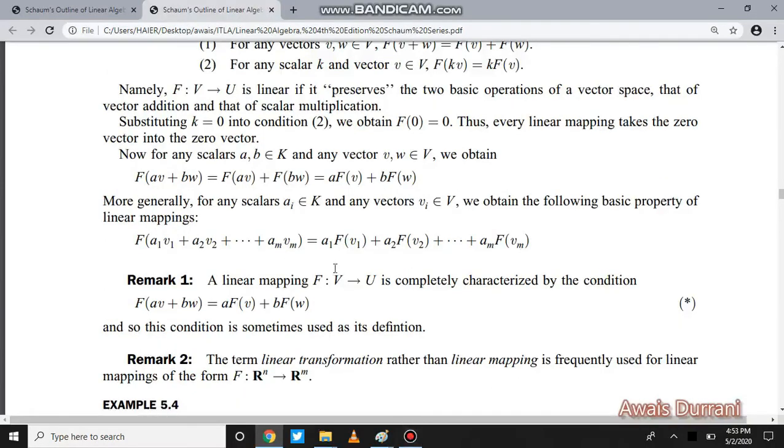And this remark says that they are rephrasing this definition, and they have written this equation over here, and they say that by some authors this equation is used as an alternative definition of the linear transformation. So we have some remarks and some important examples over here that we will study in our next lecture.